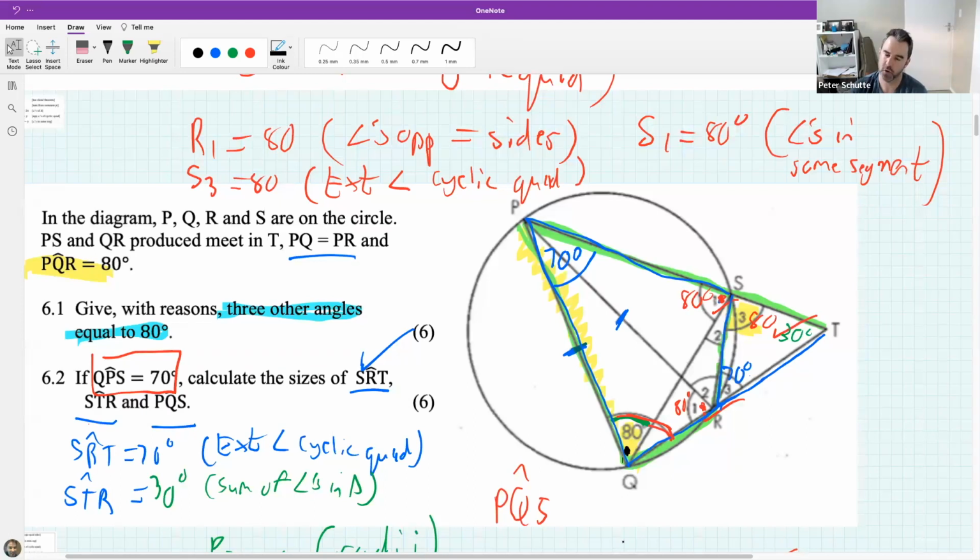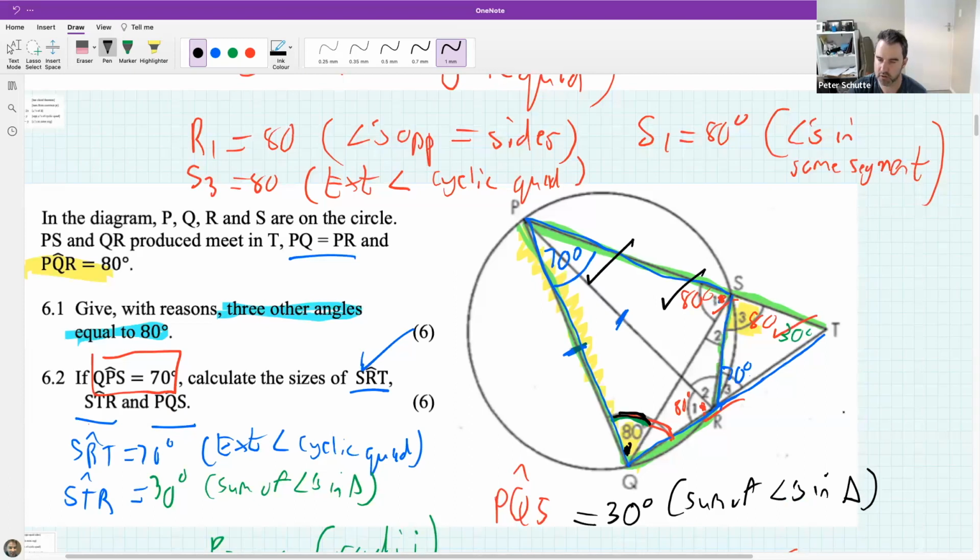If you look at the drawing, what is PQS going to be? It's just this little bit here. It's going to be 30. And the reason is, you know that's 70, you know that's 80. So what's the size of this angle down here? It can only be 30. Sum of angles in a triangle.